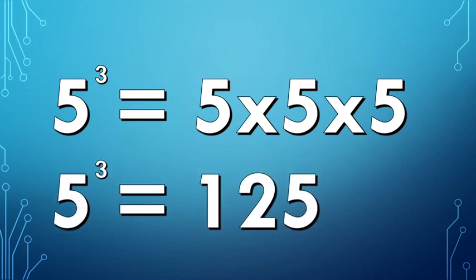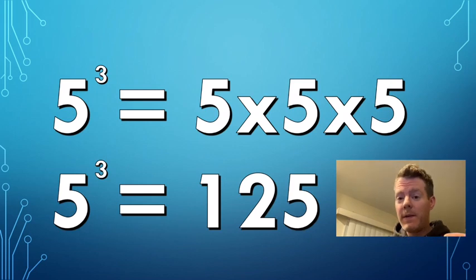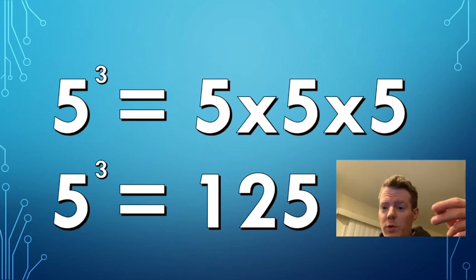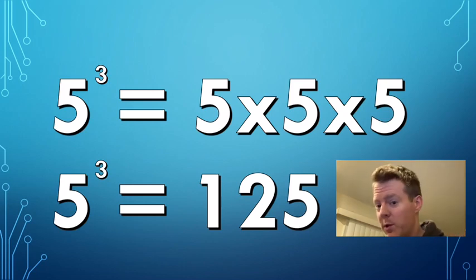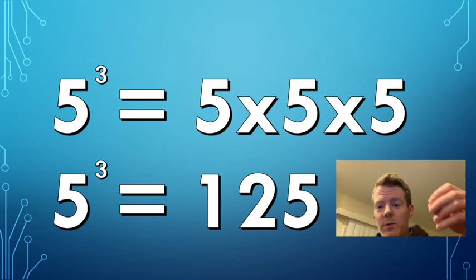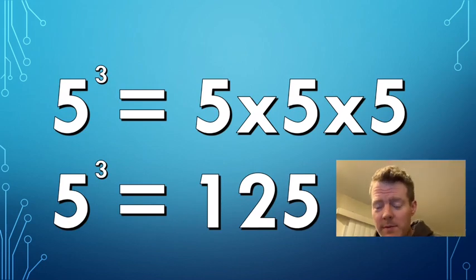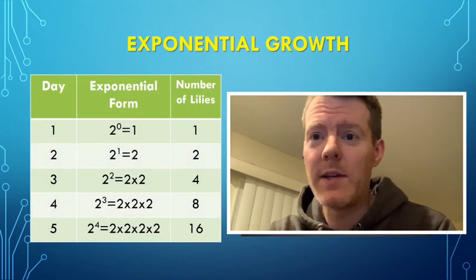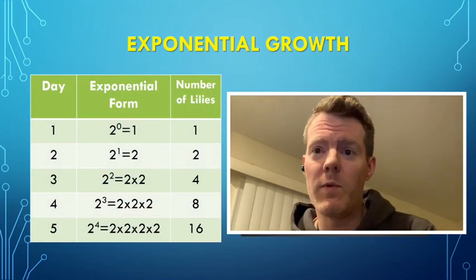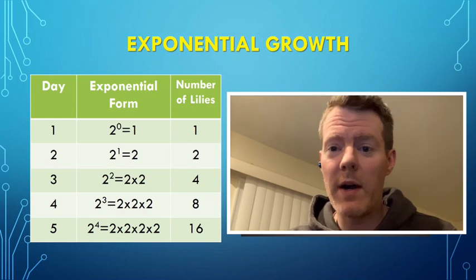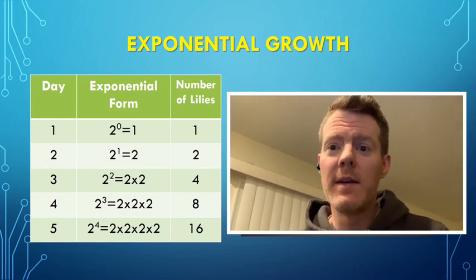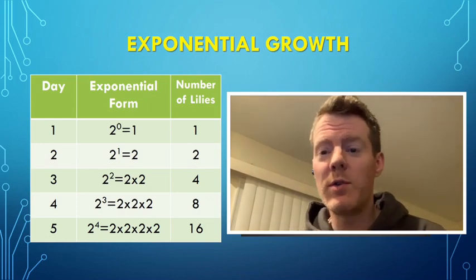So how does this apply to the lilies? Well, the lilies had 2 as the base. So 2 squared is 2 times 2, which is 4. And then 2 cubed is 2 times 2 times 2, which is 8, and so on. Now, this is kind of what it looks like in exponential form, right? So we have 2 squared is 2 times 2. You can see that. And 2 to the third power is 2 times 2 times 2, which is 8.